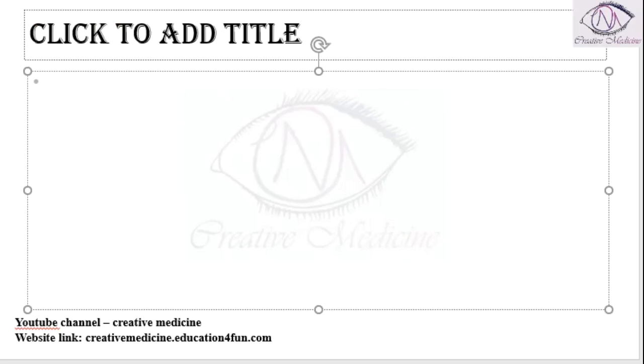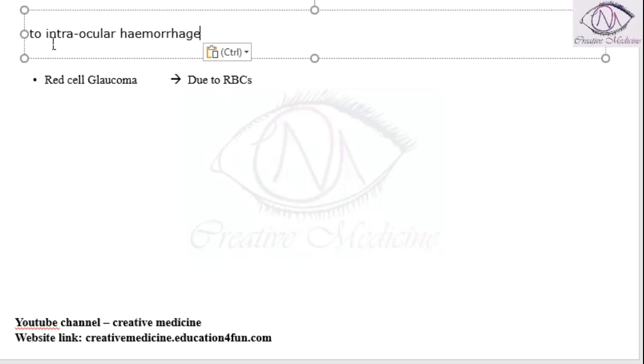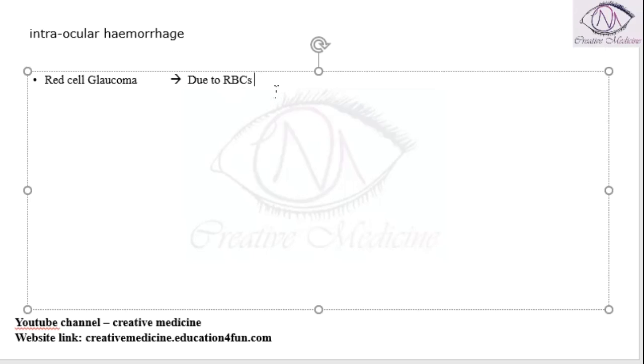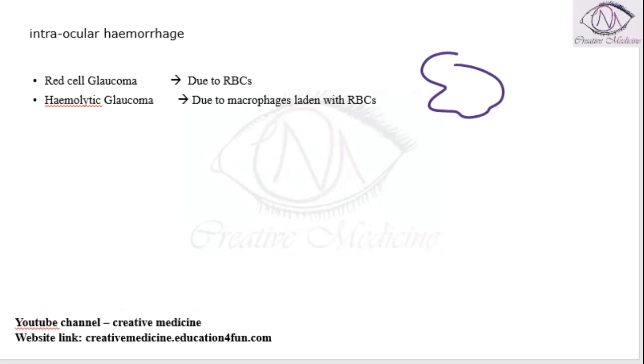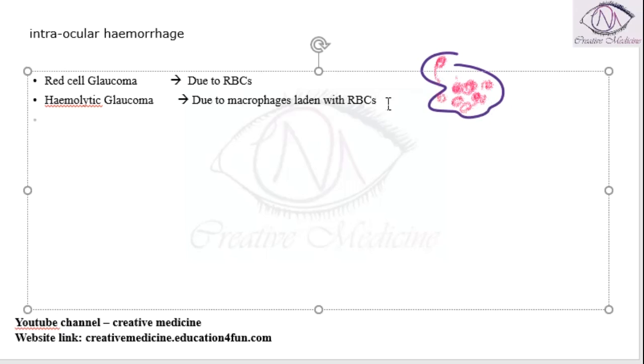One, we have red cell glaucoma. Red cell glaucoma occurs whenever there is intraocular hemorrhage. The deposition of red blood cells results in red blood cell glaucoma, or red cell glaucoma. Then we have hemolytic glaucoma, which occurs due to the deposition of macrophages which are laden with RBCs. When macrophages laden with RBCs are seen in the aqueous chamber or in the eye, then we call it hemolytic glaucoma.